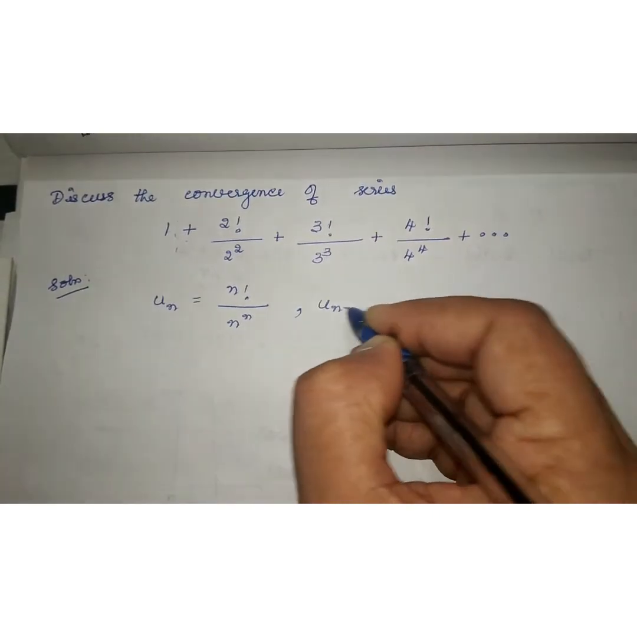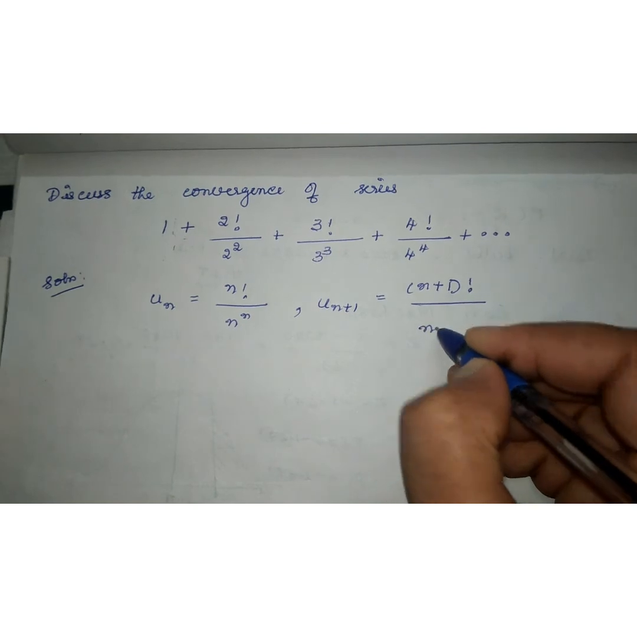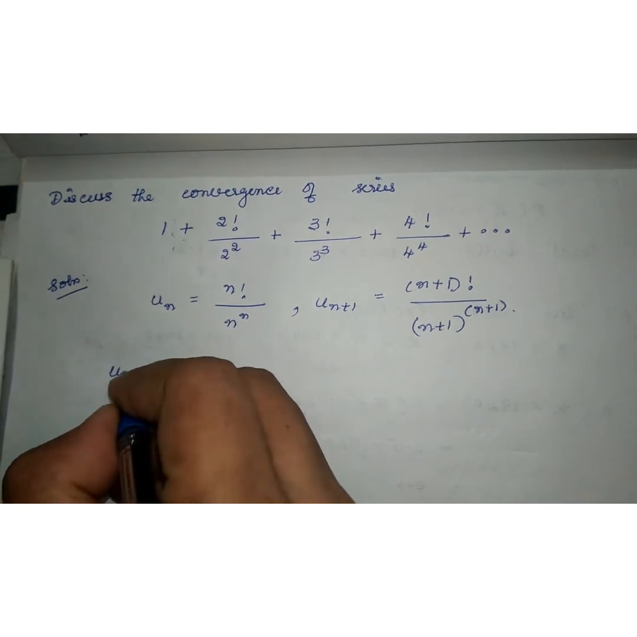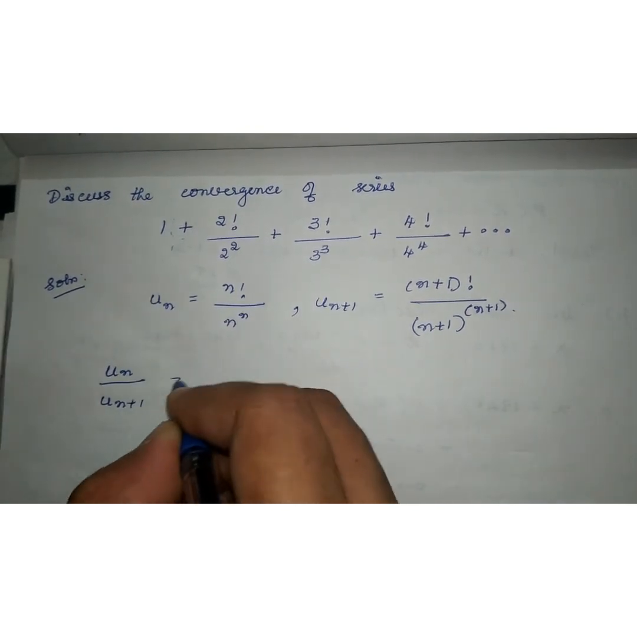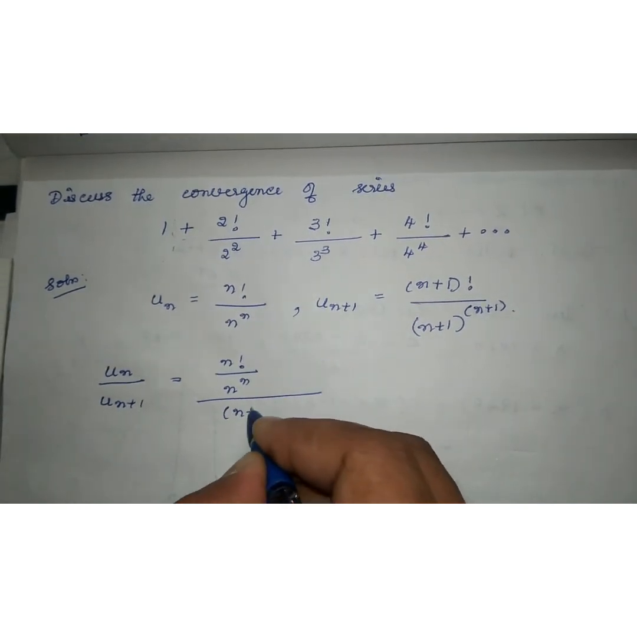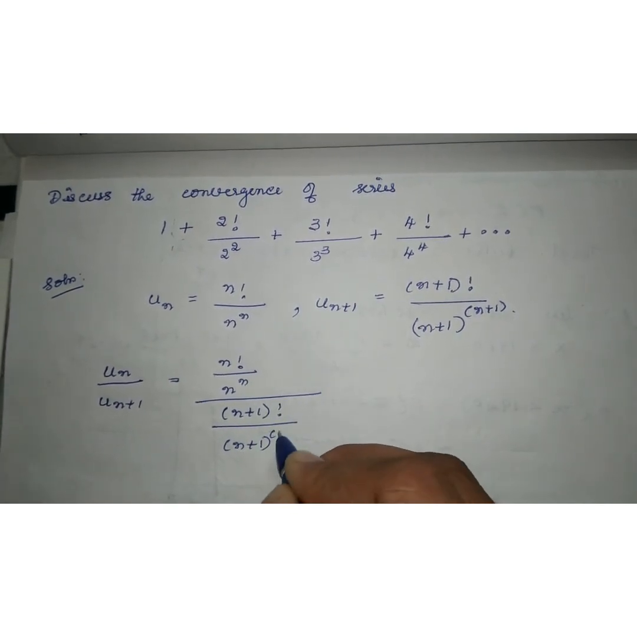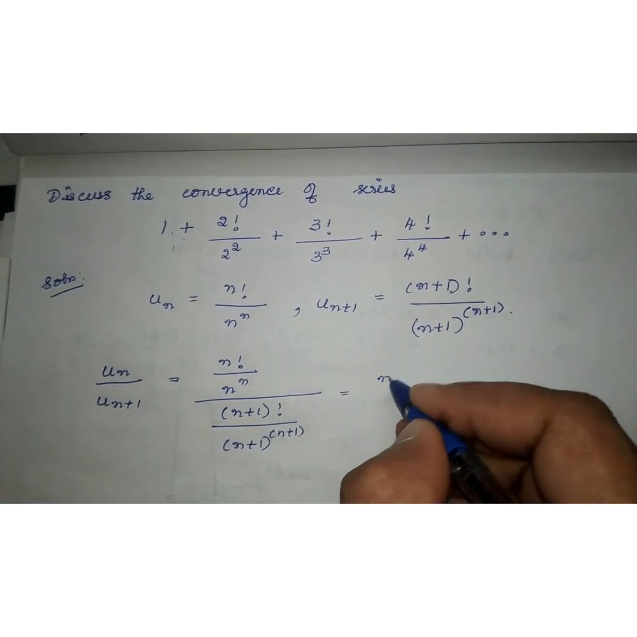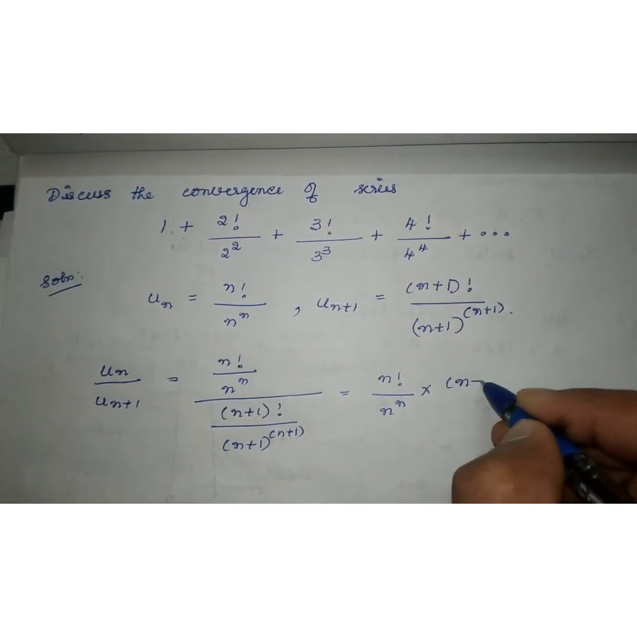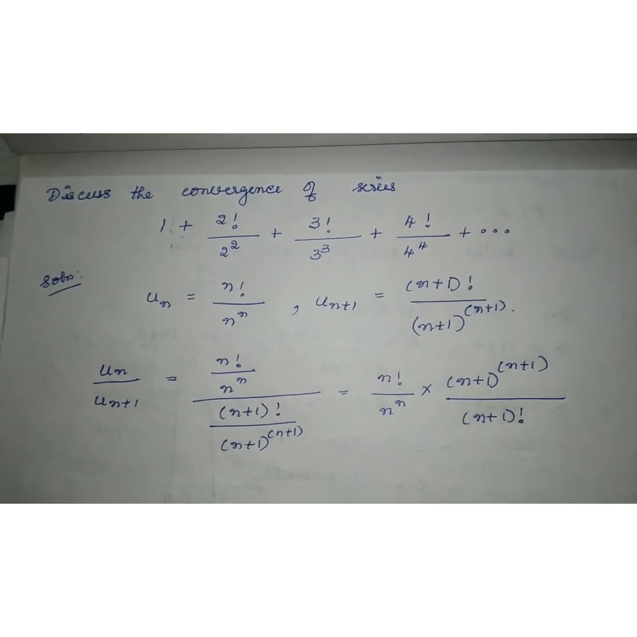and similarly we can write un+1 as (n+1) factorial by (n+1)^(n+1). So now let us find un by un+1. So un is n factorial by n^n divided by un+1, which is (n+1) factorial by (n+1)^(n+1). So it is n factorial by n^n into, taking the reciprocal, (n+1)^(n+1) divided by (n+1) factorial.